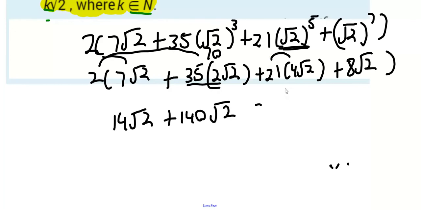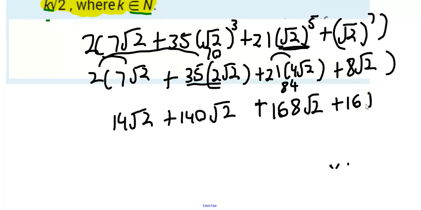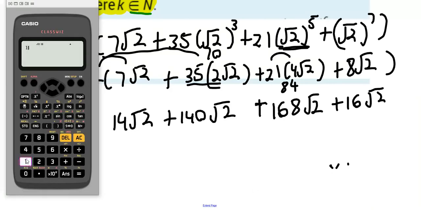21 times 4. 84 by the 2 on the outside. 168. And 2 times 8. Now I'm in the position where I'm going to ignore the root 2's even exist. I'm a bit tired after that. I'm just going to add them up using the calculator. And you'll find that the answer in the back of the book.